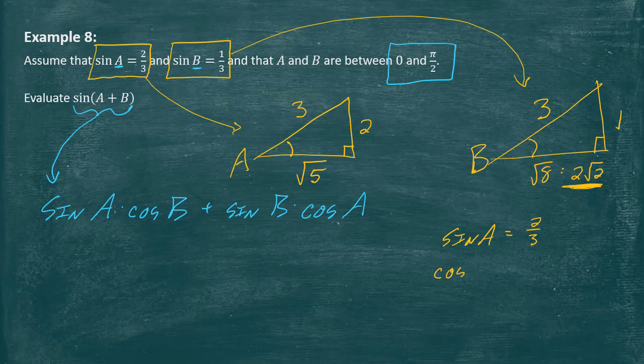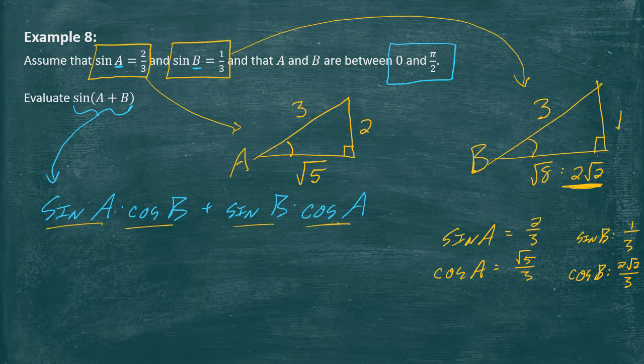So cosine of A would just be the adjacent over the hypotenuse, so that's the square root of 5 over 3. And if I do the same thing with the B triangle, sine of B, technically they gave me, but again, it's the opposite over the hypotenuse, so that would be 1/3. And then cosine of B would be the adjacent over the hypotenuse, so 2 square root 2 all over 3.